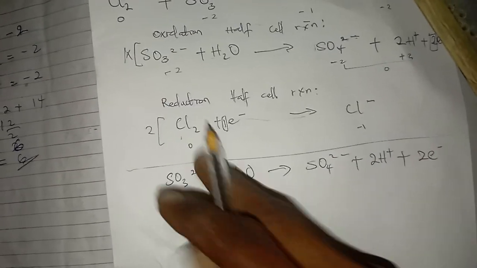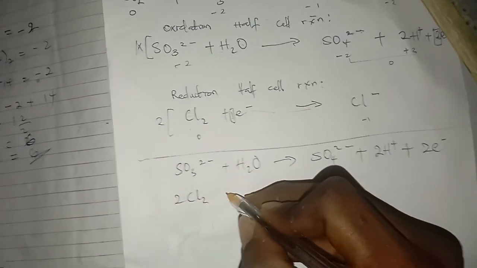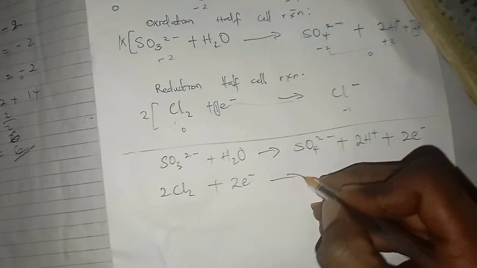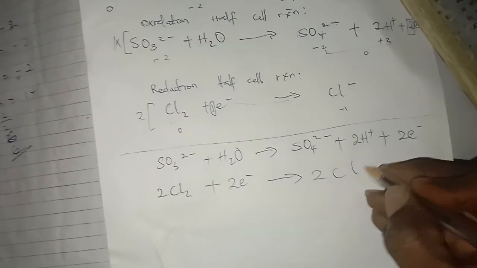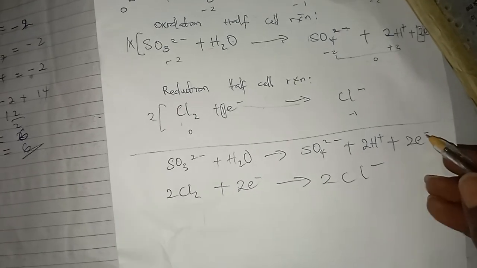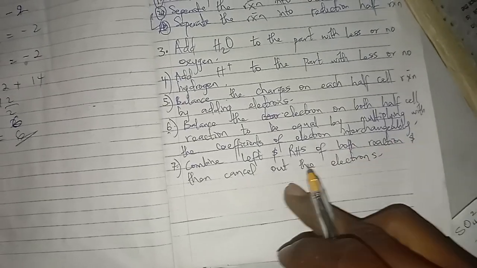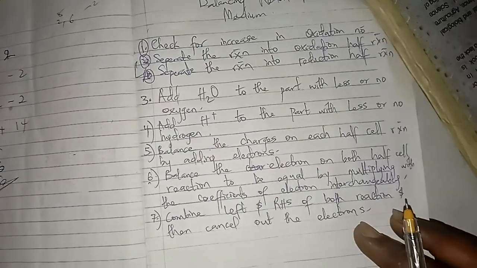Again, 2 times this, I'm going to have 2Cl2 plus 2e minus gives 2Cl minus. So notice that I have this on the left and this on the right. But before cancelling, let me see. The next rule says combine the left and right hand sides of both reactions and then cancel out the electrons.